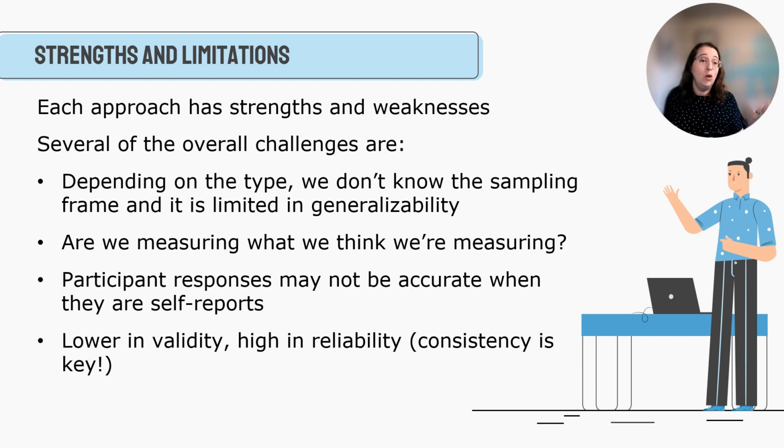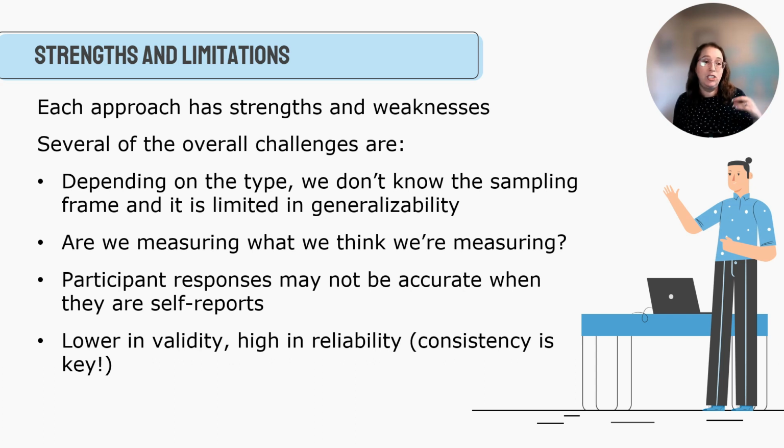Sometimes that happens where you think you're measuring attitudes about something and it ends up being something totally different than how people interpret it. Participant responses may not be as accurate when it comes to self-reporting, and sometimes that is simply because we don't want to put things that don't make us look good. We talked about that in earlier chapters, right? That idea of social desirability, and we want to make ourselves look good.